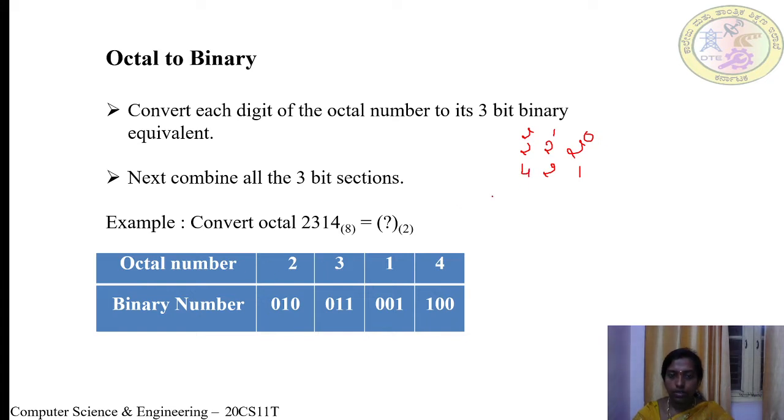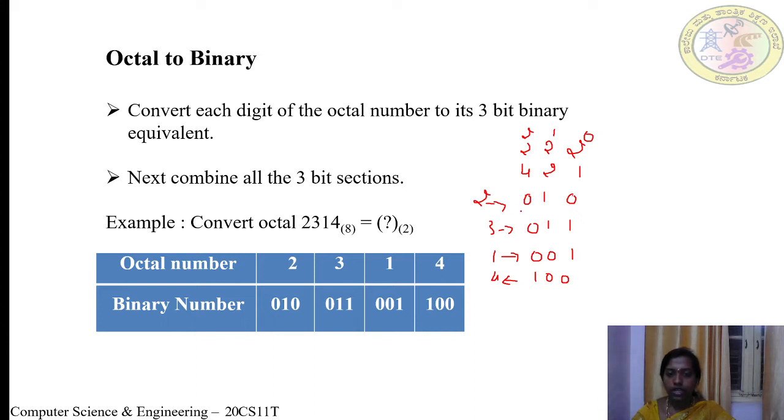So the octal number 2 can be written as 0, 1, 0. So the value of 2 can be written as 1 here. Next, 3 can be written as 0, 1, 1. That is, positions of 1 and 2 can be added, 2 plus 1 is 3. Next, 1 can be written as 0, 0, 1. And 4 can be written as 1, 0, 0.